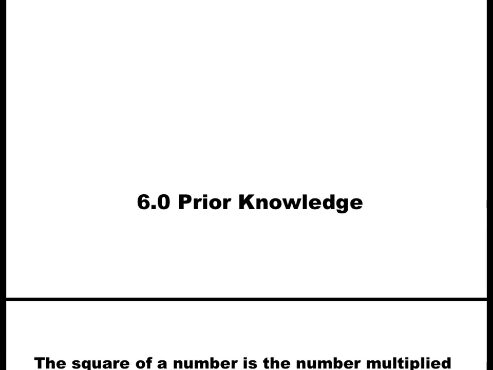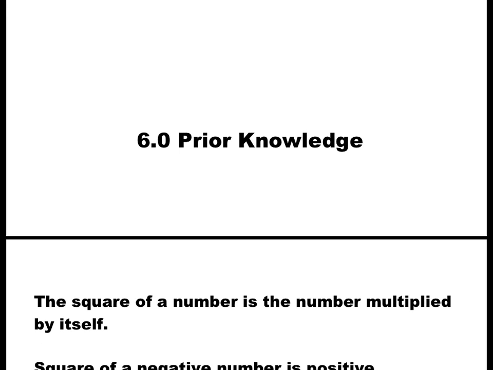In this lesson, we are going to talk about the basic information you need for this unit. The first one is the square of any number. We define the square of any number to be the number times itself. So if you take any number and you multiply it by itself, you're finding the square of that number.